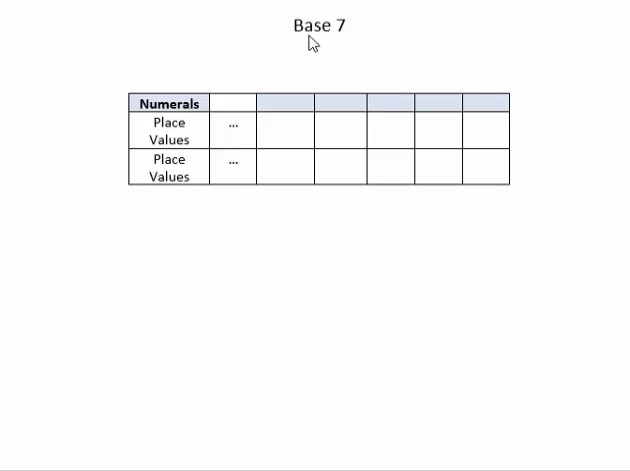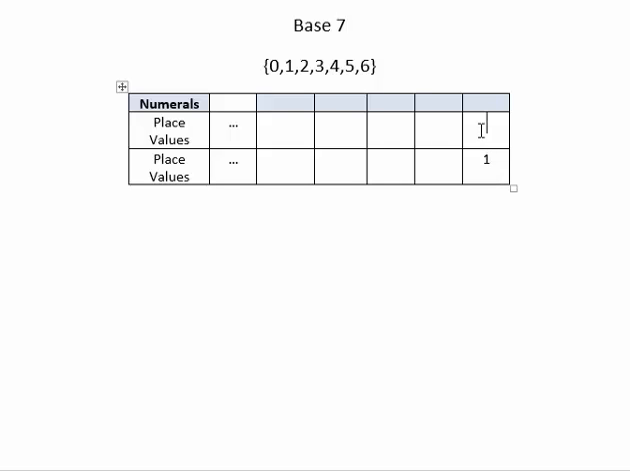We're going to use what we learned and just create a base 7 system, because the patterns are all the same. So the numerals in a base 7 system are going to be 0, 1, 2, 3, 4, 5, and 6. There's no numeral 7 in base 7. There's no numeral 5 in base 5. There's no numeral 10 in base 10.